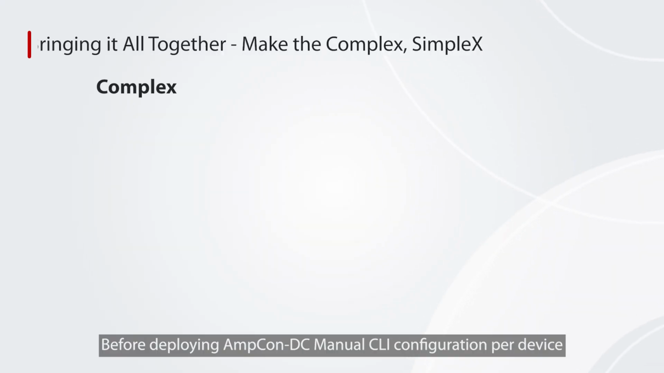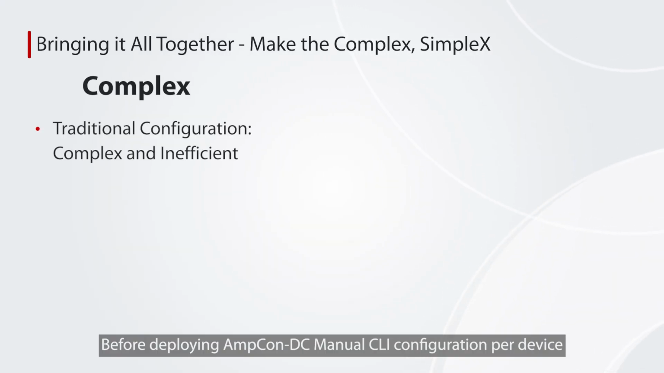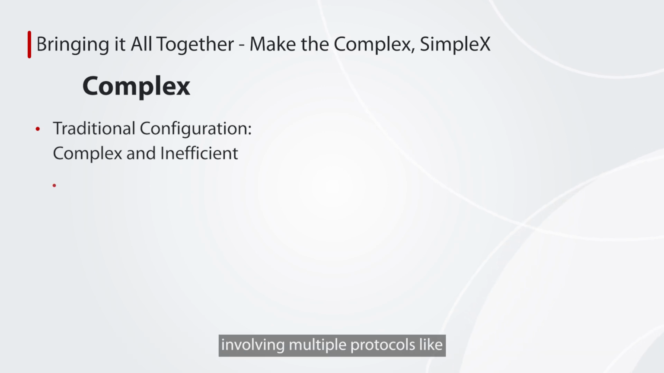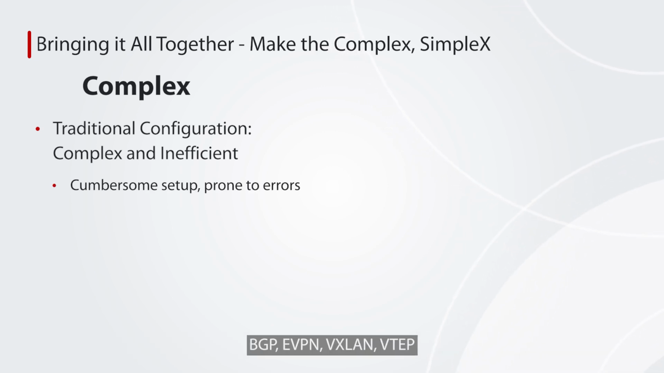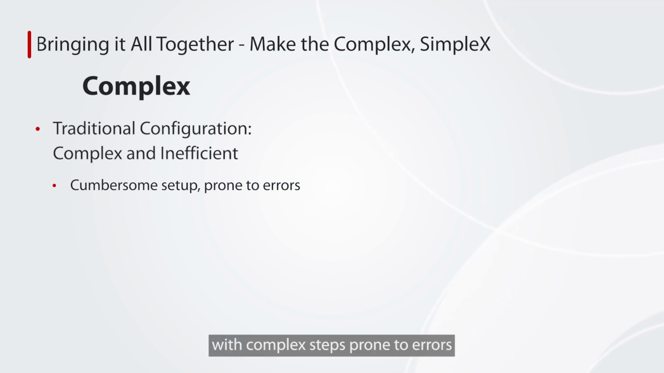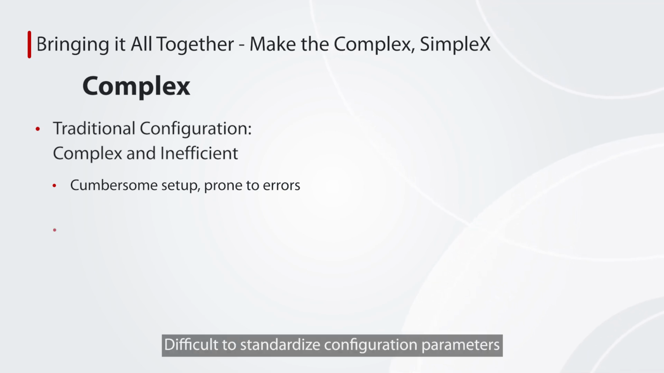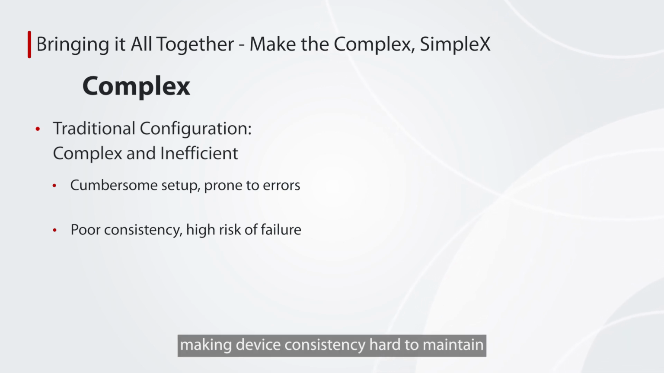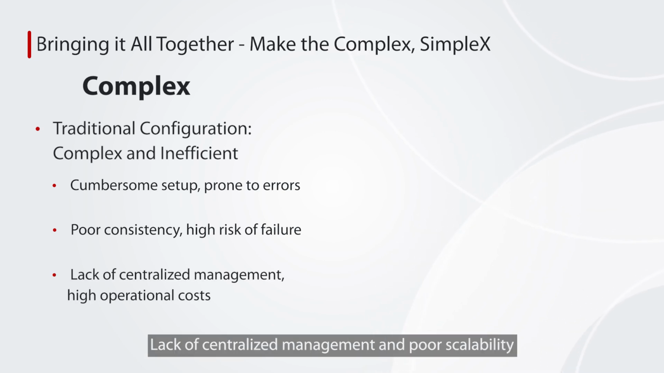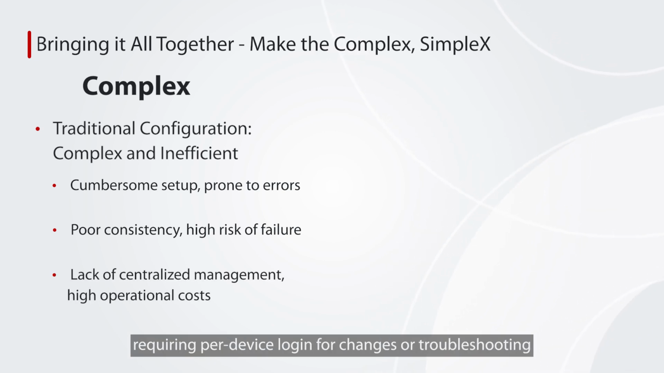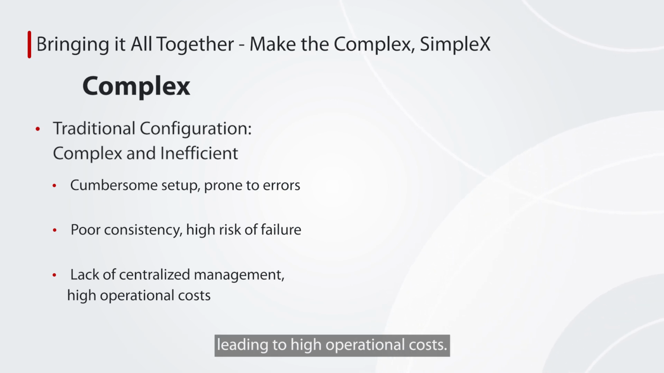Before deploying AmpCon-DC: manual CLI configuration per device, involving multiple protocols like BGP, EVPN, VXLAN, and VTEP, with complex steps prone to errors, and difficult to standardize configuration parameters, making device consistency hard to maintain and increasing the risk of network failures. Lack of centralized management and poor scalability, requiring per-device login for changes or troubleshooting, leading to high operational costs.